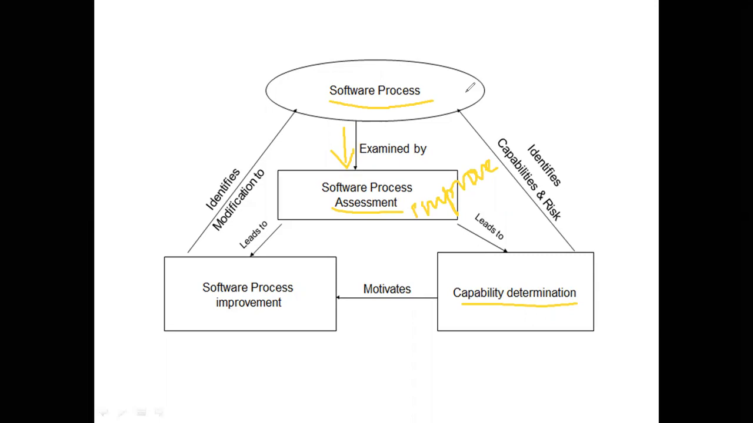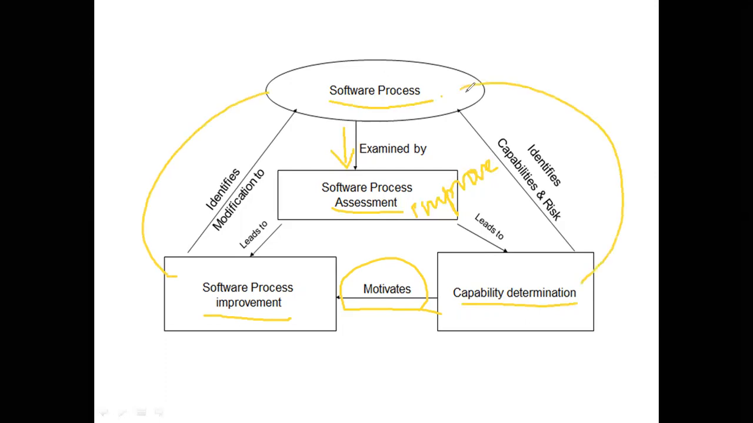Now while you're determining the capability, it is going to motivate software process improvement. That is the optimization phase. It is directly going to lead to process improvement also, but this is also going to motivate the process improvement. Then within this, you can see there is a direct link connecting the capability determination to the software process, and the software process improvement to the software process.